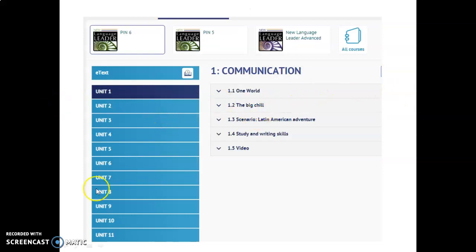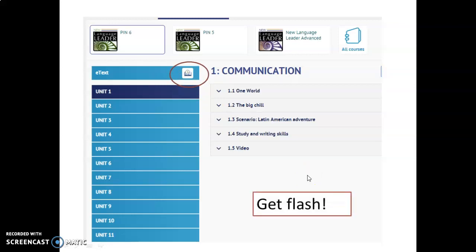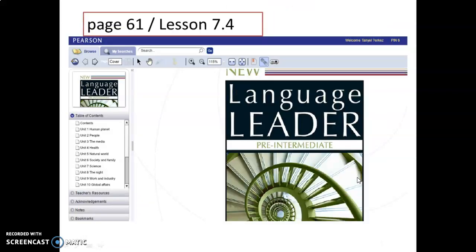These are some extra activities that we will assign you later in the week, but for now, I want you to click on e-text. And then you will see something like this on the screen, most probably on the top somewhere here. Please click on that and get Flash. And after that, you will have this screen, your book. Okay? So stop the video and please get the book and then come back.